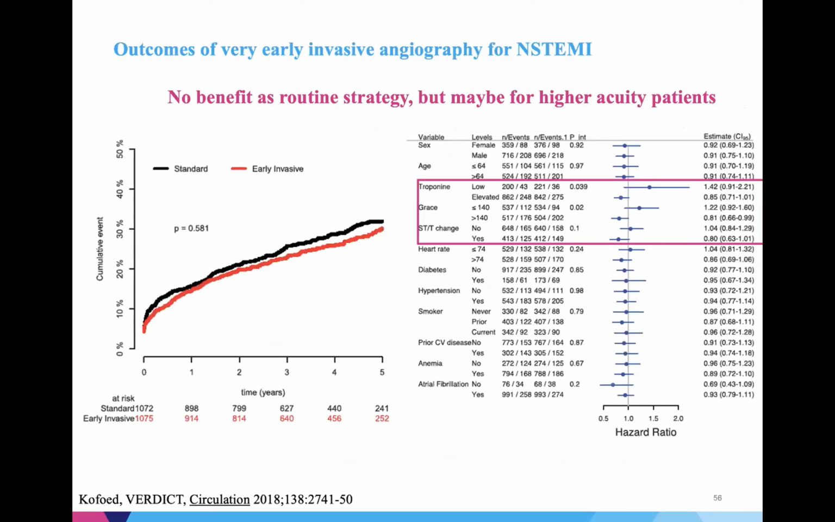Which NSTEMI patients should go to the cath lab and when? For me, it really, again, comes down to these slider bars. The further you are into the red, the earlier I'm going to get you to the cath lab.